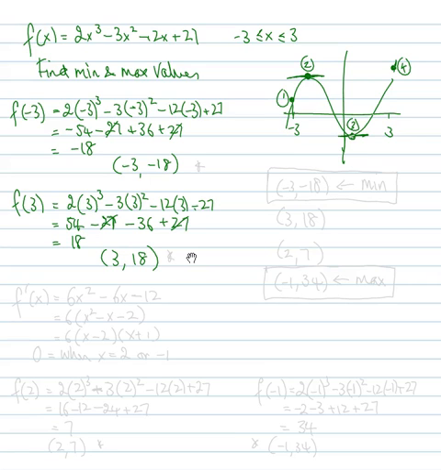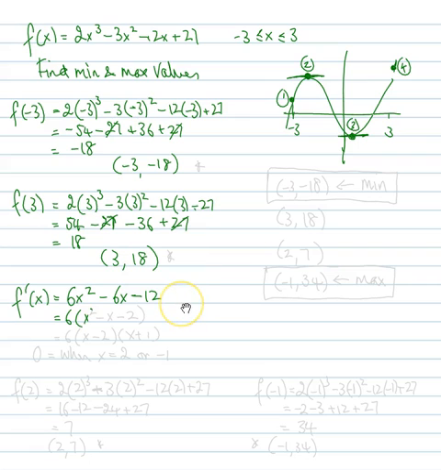Now we look at the one that's more interesting, which is where we've got these turning points of the function. So we take the derivative of that function. We've got 2x cubed, so the derivative of that is 6x squared. We've got minus 3x squared, the derivative of that is minus 6x. We've got minus 12x, so that's minus 12. And we've got 27, the derivative of that is 0.